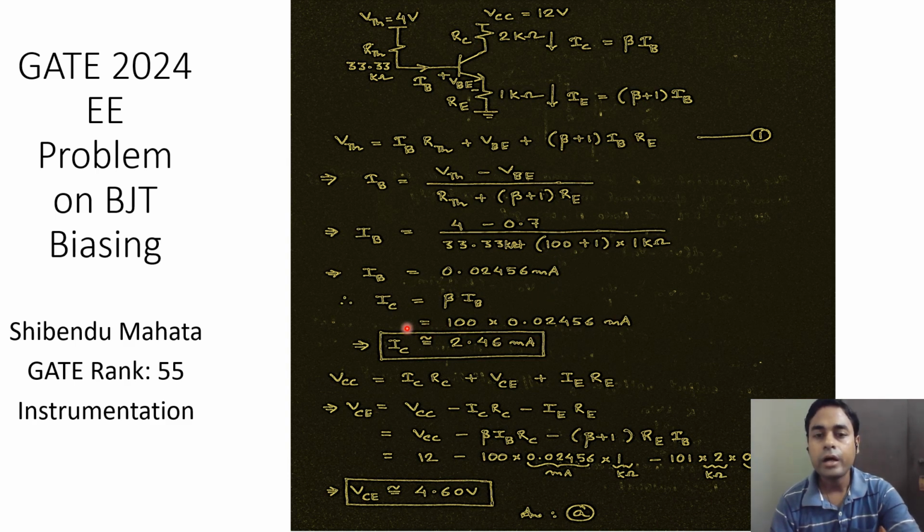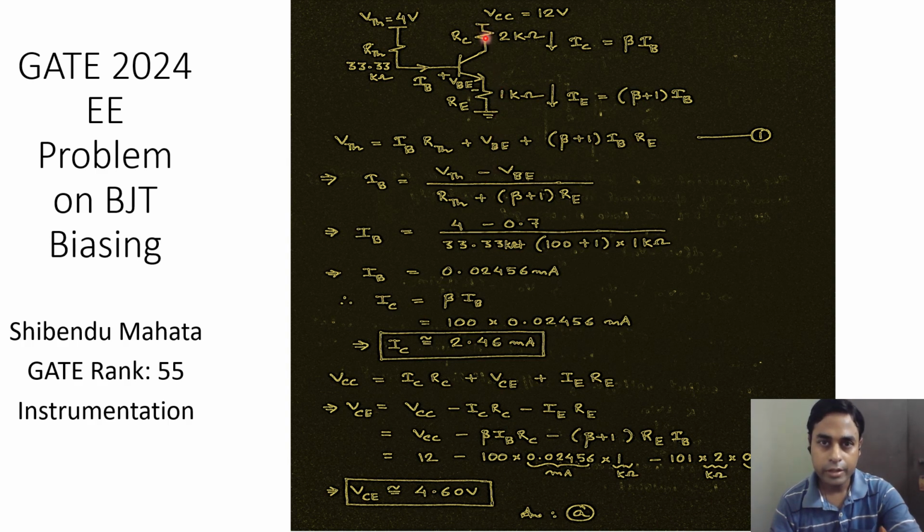And if you want to obtain IC, which is one of the quiescent values of the circuit, this is simply beta times IB. Therefore, if beta is equal to 100, the collector current comes out to be 2.46 milliampere approximately. So this gives us the value of IC. So the left-hand part of the network allows us to evaluate IB, and if we obtain IB, we can easily obtain IC and IE.